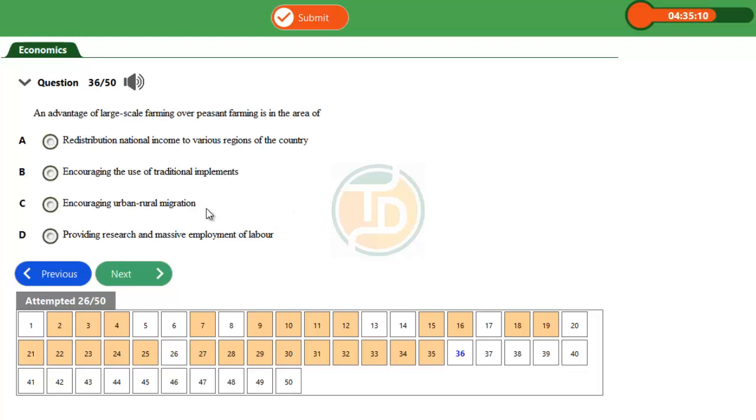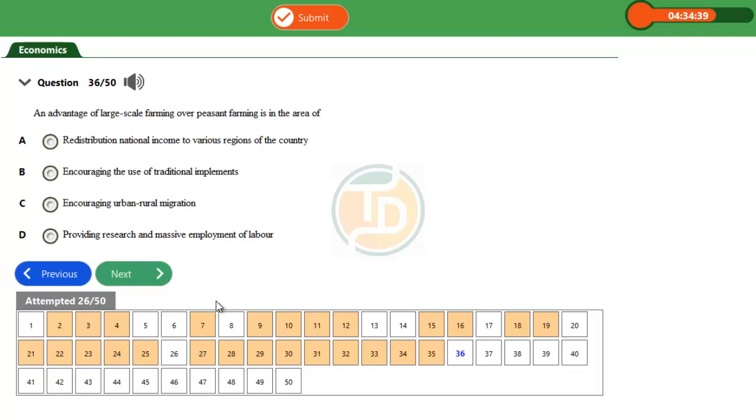result of such activities. So if you look at this, I will select two options that are totally out of it. And the two options that are totally out are option A and option B. Option A and option B are totally out. We are talking about the advantage large-scale farming has over peasant farming. It cannot be as a result of encouraging the use of traditional implements. So option A and B are out.